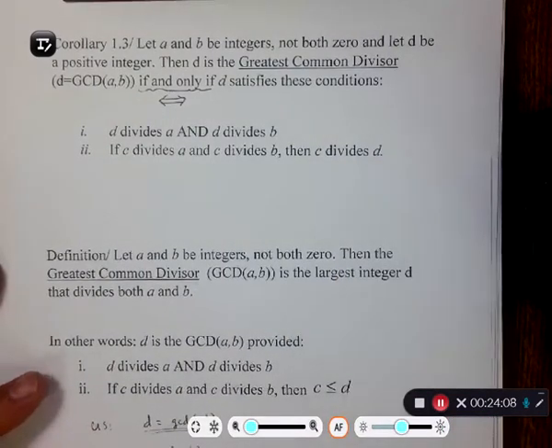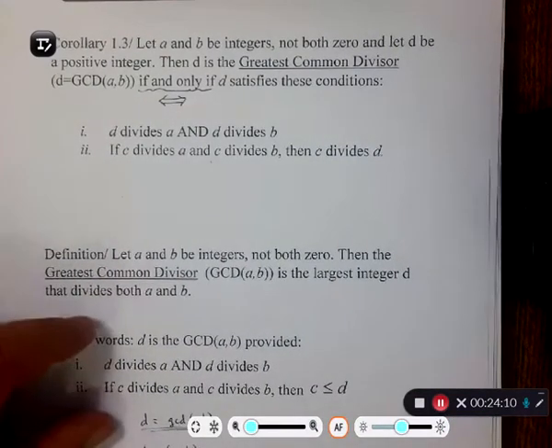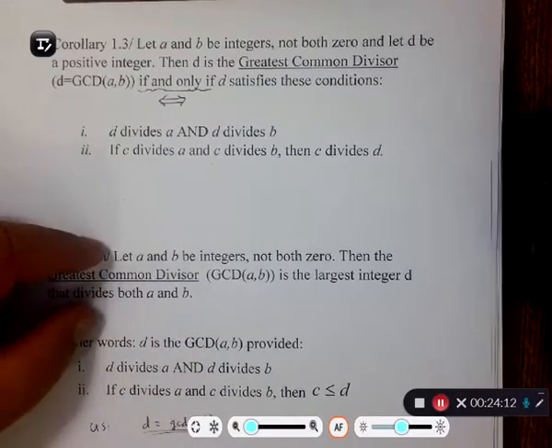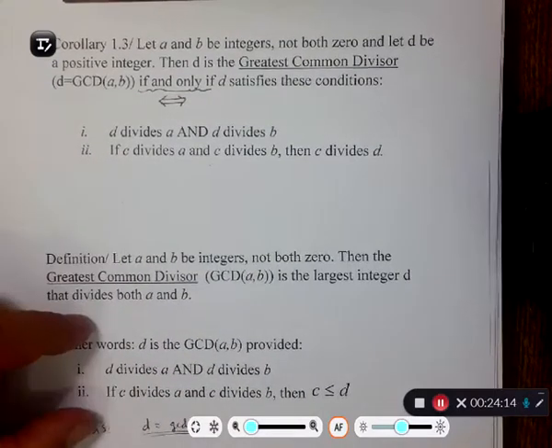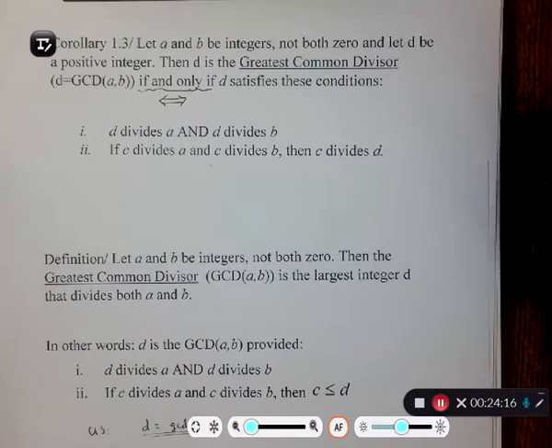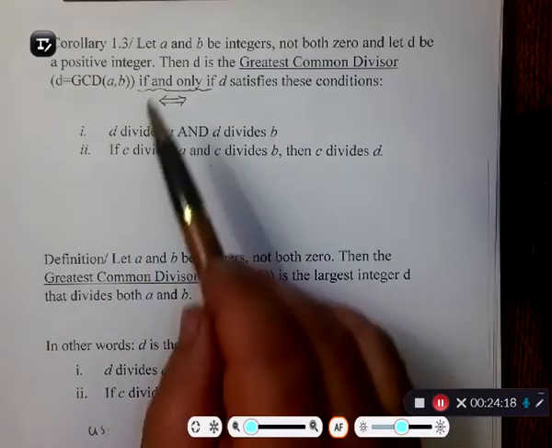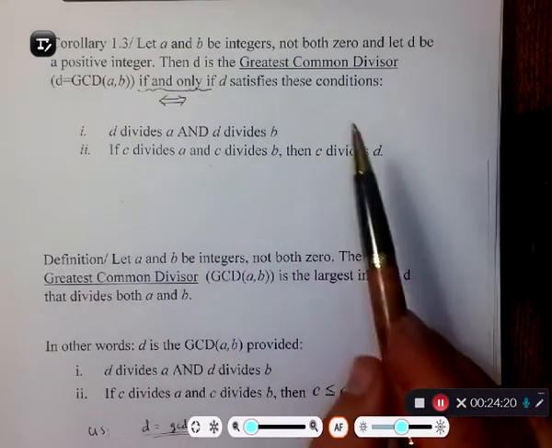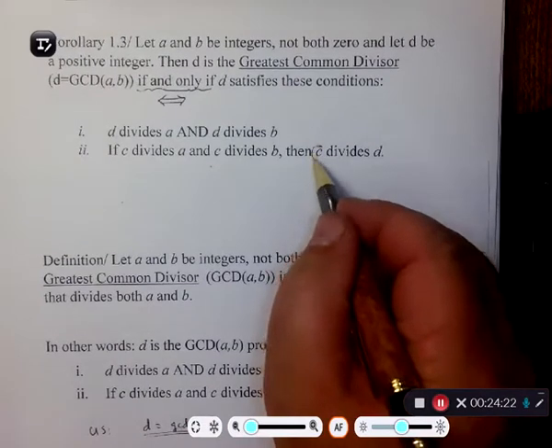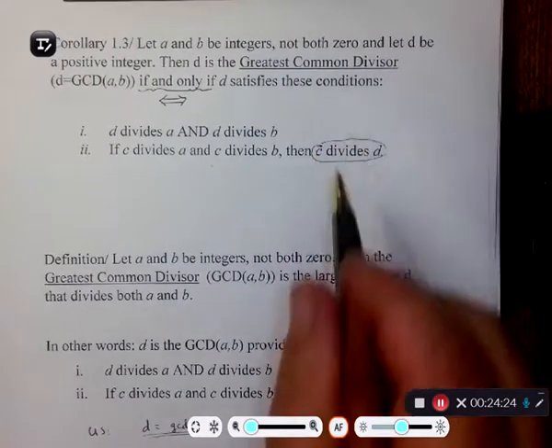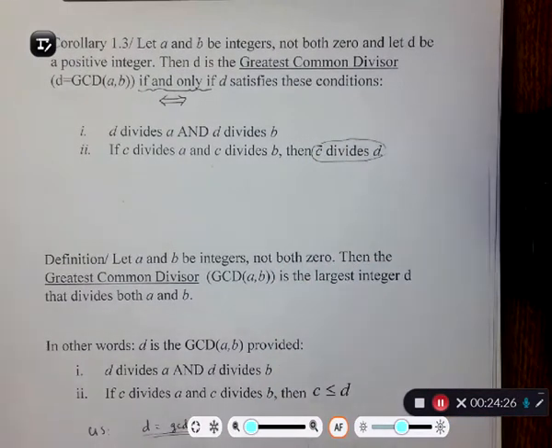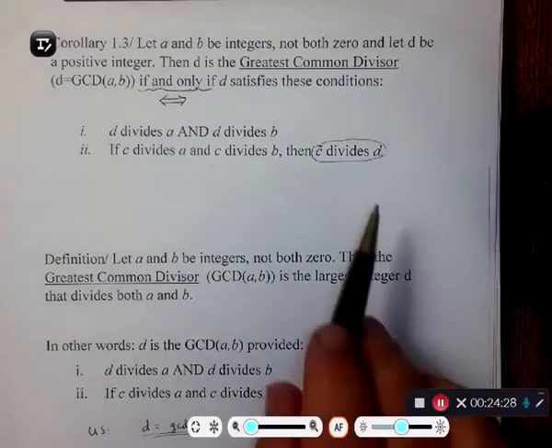So this is the definition. If you have this, you've got the GCD. If you've got the GCD, you get this for free. So in the definition, you kind of have this two-way street going on. This is pretty much the same thing except for one little thing. It's stronger. Not only is C less than or equal to D, it actually divides D.